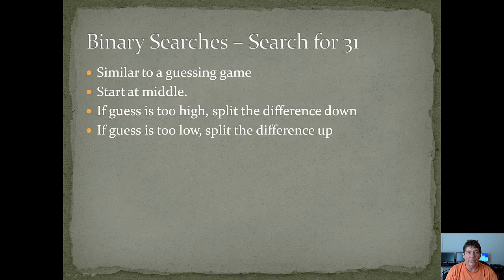But there's actually a better way to do it, and it's called a binary search. It's similar to a guessing game. Remember how when you learned how to play guessing games, someone said pick a number from 1 to 20? And you always knew you need to start right in the middle. So you'd say 10. And then they say, well, that's too high or too low.